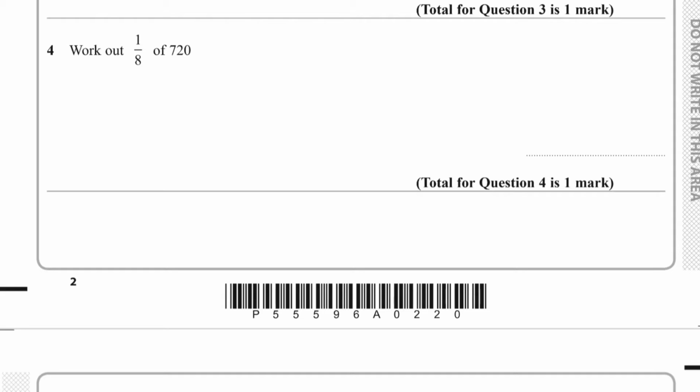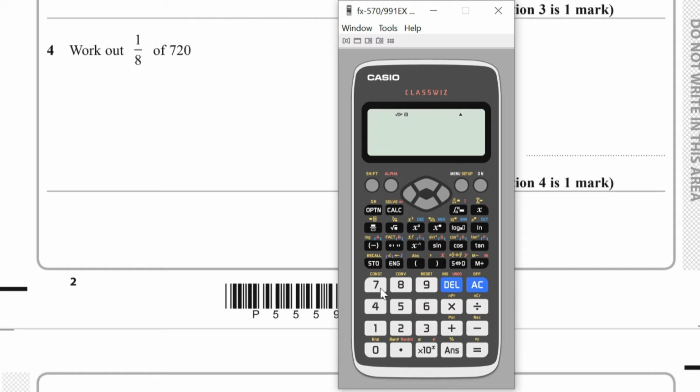Question number 4, we have to work out 1/8 of 720. This is the same as 720 divided by 8, and it turns out we get 90.